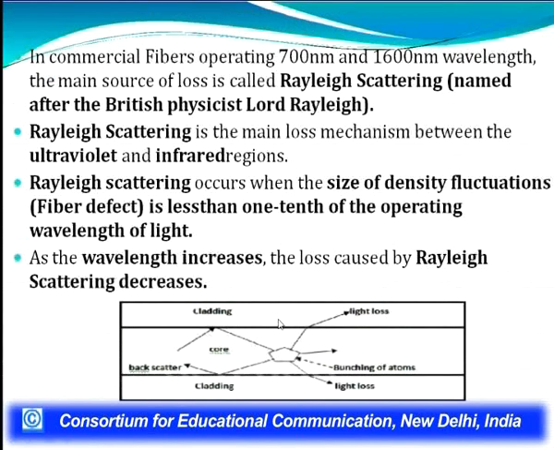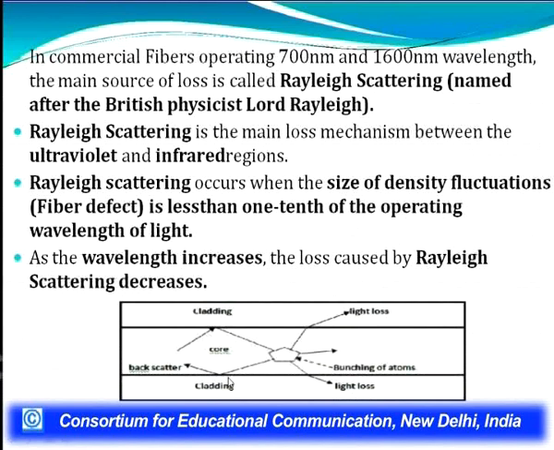In commercial fiber operating between 700 nanometers and 1600 nanometers wavelength, the main source of the loss is Rayleigh scattering. Thus here we define that this is the bunching of the atoms, this is light loss, this is a Rayleigh loss, and here backscatter of the light will take place at the surface of the core-cladding.